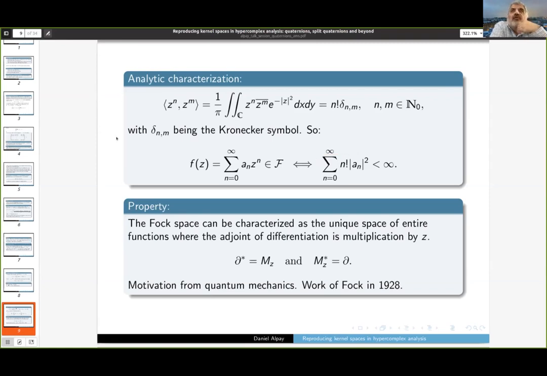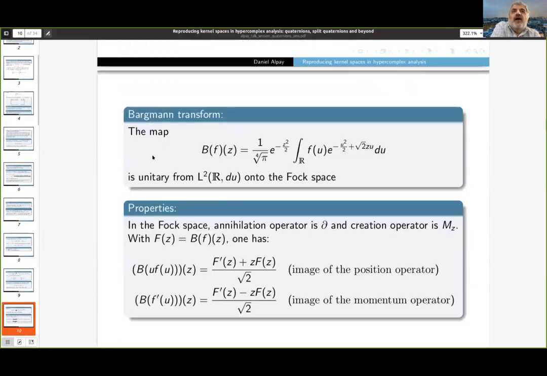And the Fock space can also be characterized as a unique space of entire functions, up to some multiplicative factor, where the adjoint of differentiation is multiplication, and the motivation is from quantum mechanics. And two more words: you have this map here, called the Bergman transform, which is unitary from L2 into the Fock space.